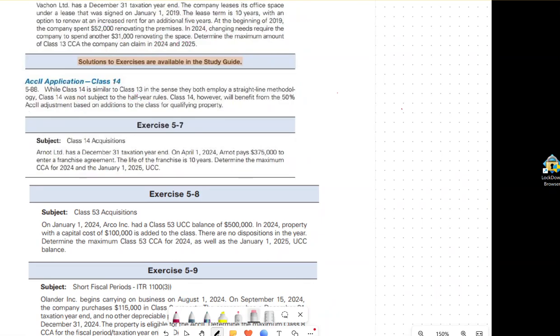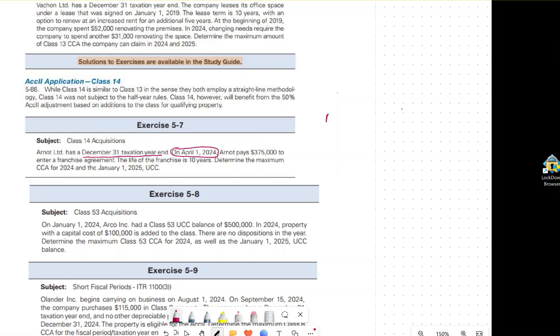So let's see if I can figure out what's happening with this question. The company's tax year end is December 31st. What we did is we purchased something. When did we purchase it? We purchased it on April 1st. If that's the case, we need to count how long we had the asset in our books.